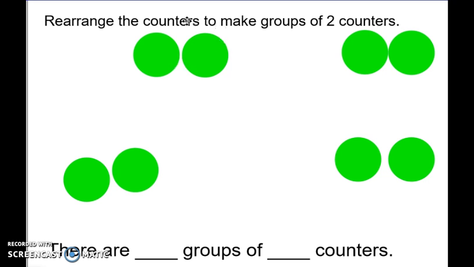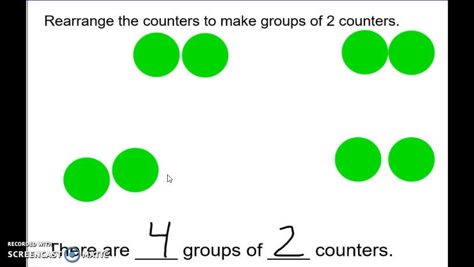Let's see how many groups we have. We have 1 group, 2 groups, 3 groups, and 4 groups. So if we fill in our sentence, there are 4 groups of 2 counters in each group. Because this group has 2, this group has 2, this group has 2, and this group has 2. So we have 4 groups of 2.